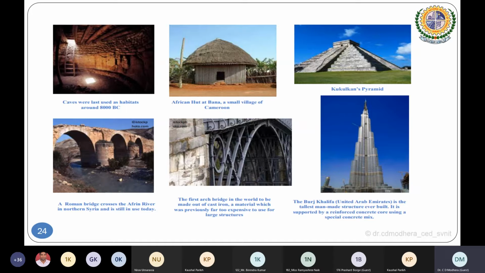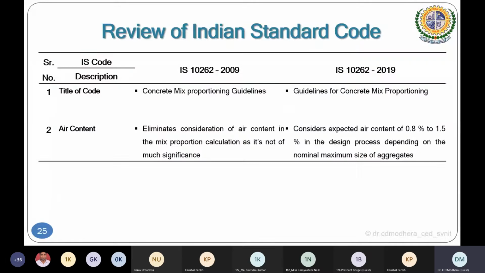Then the first arch bridge in the world to be made out of cast iron. Remember, it is a steel bridge, a material which was previously far too expensive to use for large structures. Now we usually do not prefer this kind of bridge, as it adds very high cost. Then the Burj Khalifa, United Arab Emirates, the tallest man-made structure ever built. It is supported by a reinforced concrete core and uses a special concrete mix. So this is just a glimpse actually.